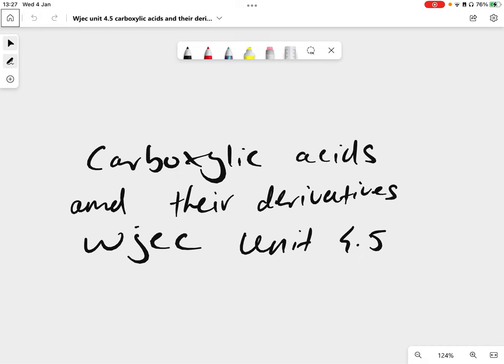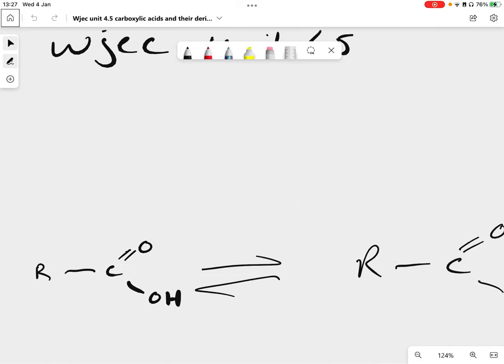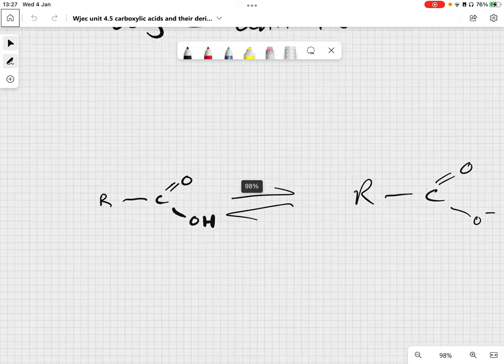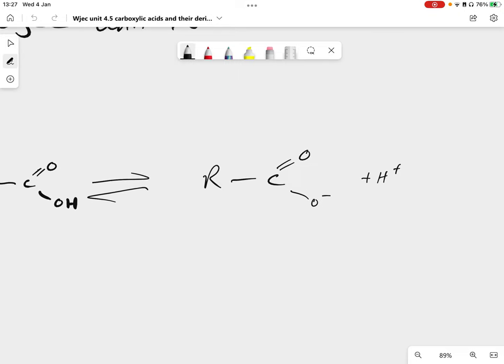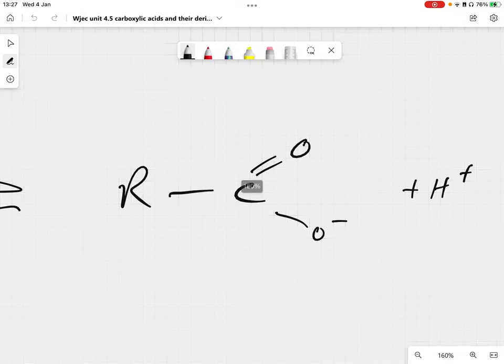Okay, so first of all, we're going to start off with carboxylic acids and why they're called acids. There must be a reason for this. So here is the equation for the partial dissociation of a carboxylic acid. As it's partially dissociated and in equilibrium, it is a weak acid, but still an acid. Let's look a bit more at this structure, because you can write it as this, and there's another format as well.